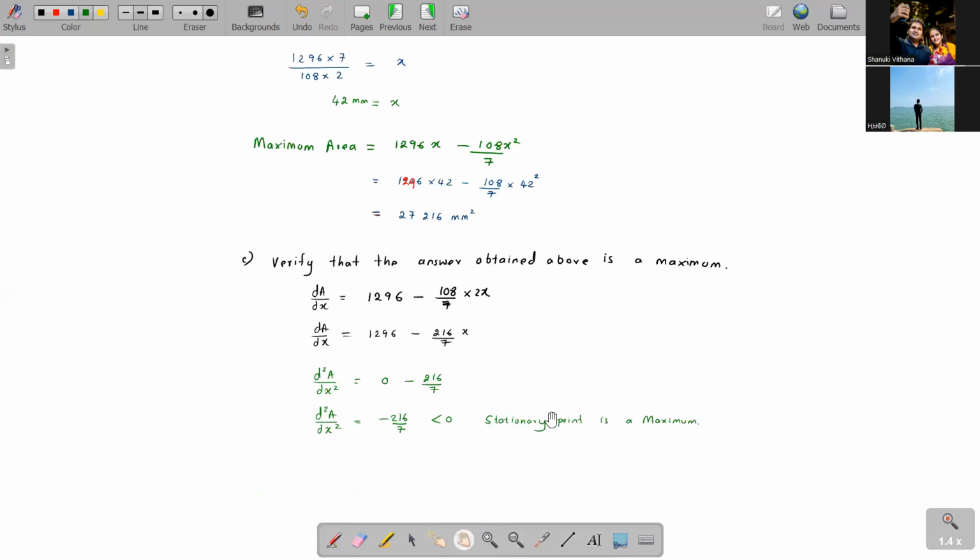When they ask you to verify your answer, you must be able to verify it by using the second derivative. If it's a minimum, your second derivative should be positive. If it's a maximum, your second derivative value should be negative. Here I didn't need to substitute the x value, but most of the time your second derivative will also have an x. When you have the x, you must substitute the x value which you got in the earlier part, show whether you have a positive or a negative answer, and decide accordingly.